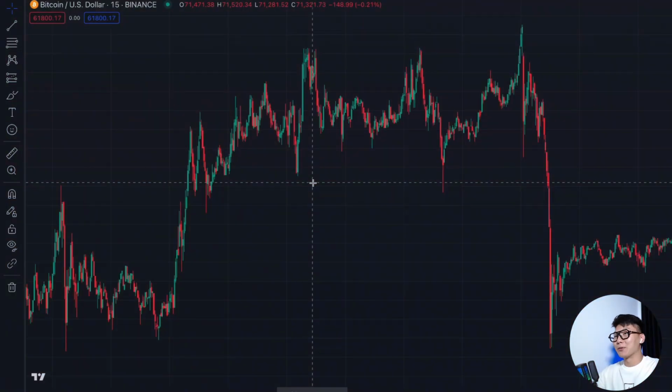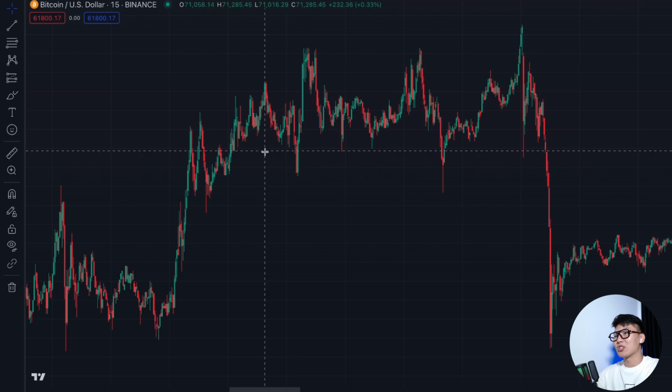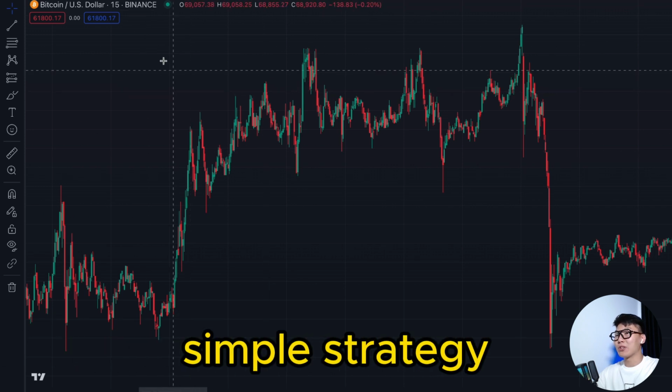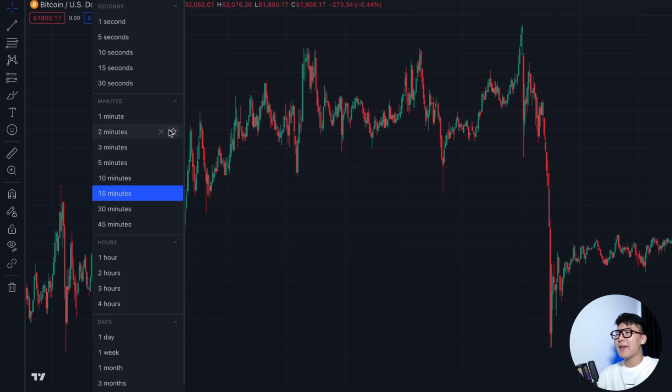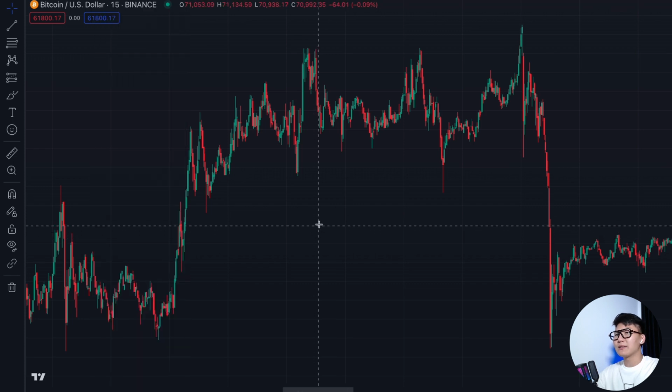So guys, I'm already on TradingView and let's get started with breaking down the strategy. This is a very simple strategy and I should mention right away that it works well on any time frame from 1 minute to 4 hour charts. So most signals tend to play out successfully.